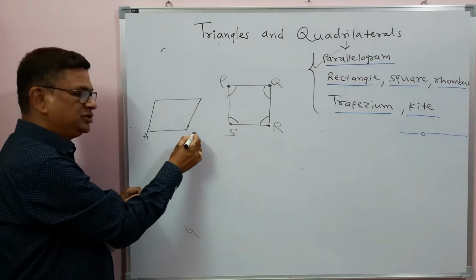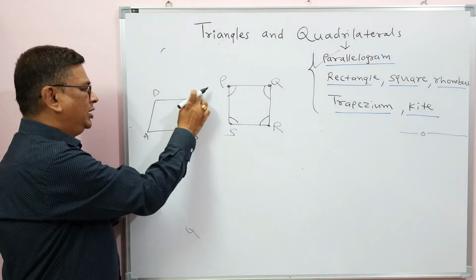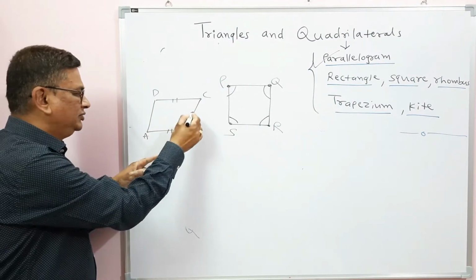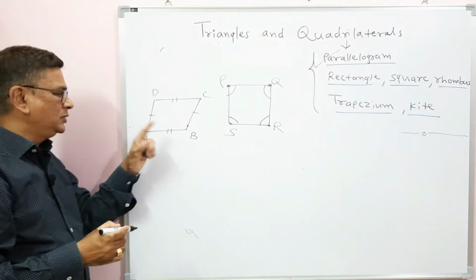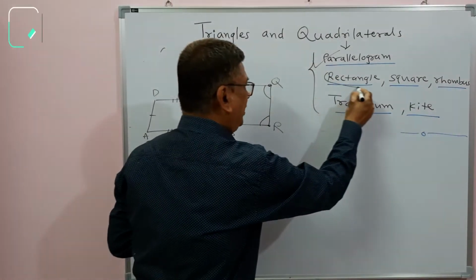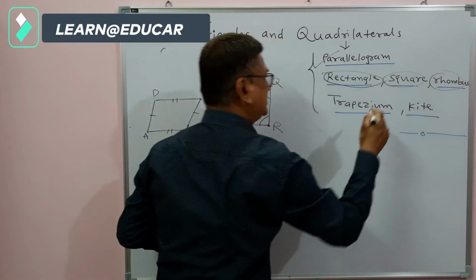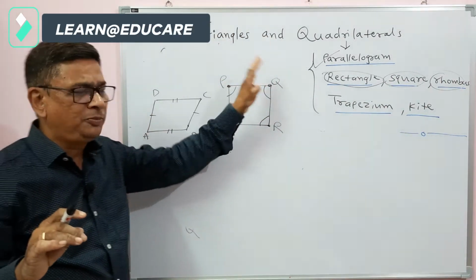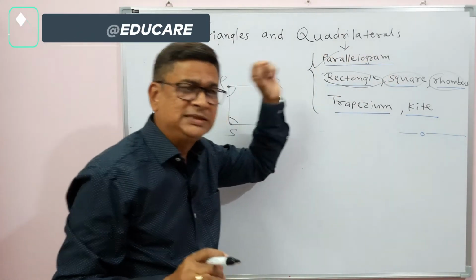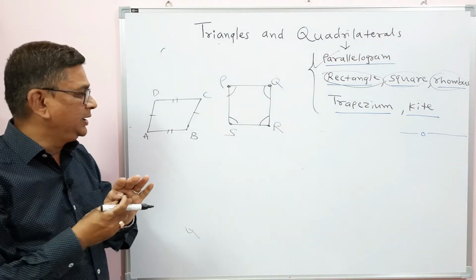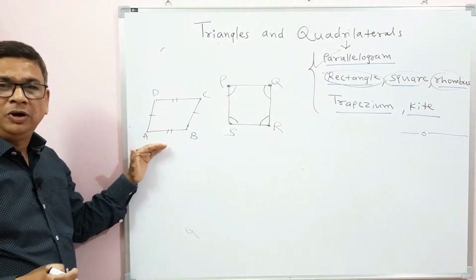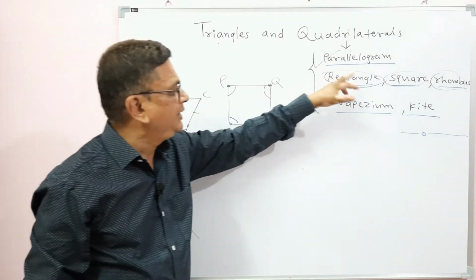For example, here ABCD is a quadrilateral in which AB and CD are congruent as well as parallel, while the other opposite pair BC and AD are also congruent and parallel. This is a parallelogram. The other quadrilaterals, rectangle, square and rhombus, are all basically types of parallelogram. Rectangle is a parallelogram, square is a parallelogram, rhombus is a parallelogram. They have internal differences, but the main properties of a parallelogram, opposite sides equal and opposite sides parallel, are common in rectangle, square and rhombus.